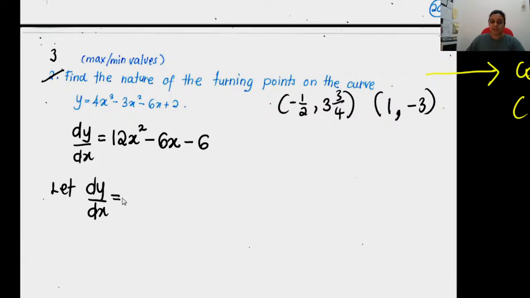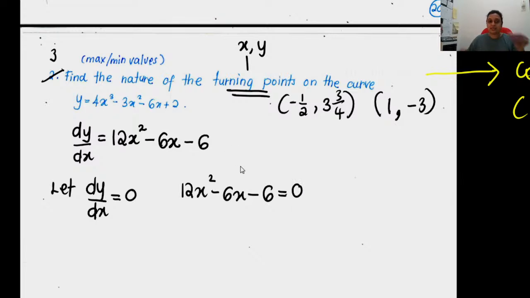The reason you're making it equal to 0 and finding the roots is because you want to know the points. Turning points means you need the x and the y. So right now we are finding the x first. After finding the x, only then can you find the y. So let's find the x. 12x squared minus 6x minus 6, you equal it to 0. Key into the calculator.